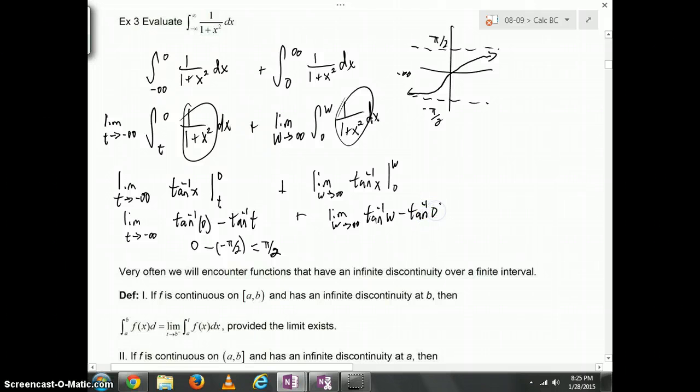Again, the inverse tangent of 0 is 0, but look back at this graph. You can see as w is approaching infinity, inverse tangent is approaching pi over 2. So this is going to be pi over 2 minus 0. And really, just adding these two limit components together, we'd have a pi over 2 for our first integral, pi over 2 for our second integral. Believe it or not, this entire integral, the original problem, converges, and it converges to pi.